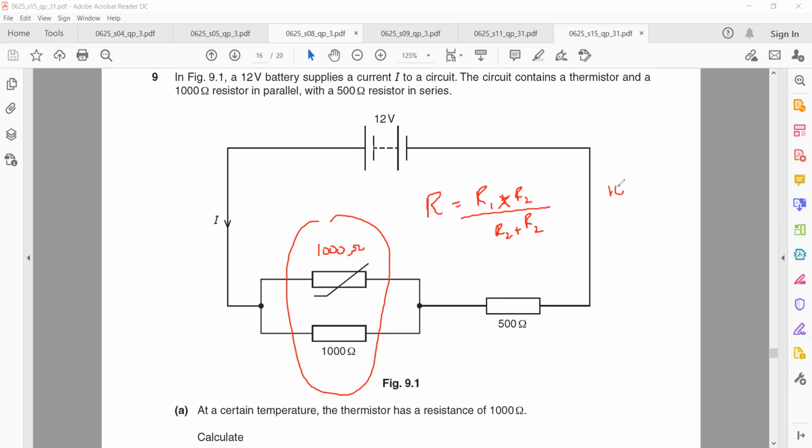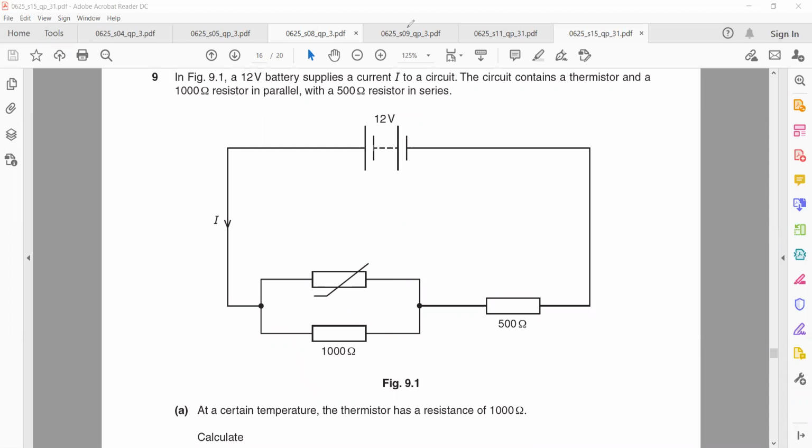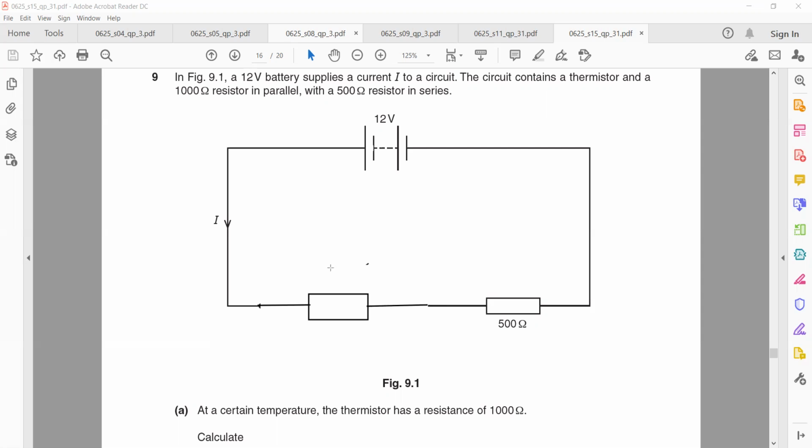Because 1000 multiplied by 1000, divided by 1000 plus 1000. So it is a product divided by sum. When you solve this, you will get the total combined resistance, which means this is now acting like a 500 ohm resistor. It is equivalent to a 500 ohm resistor. Is it clear? So when components are connected in parallel, the combined resistance is product divided by sum.